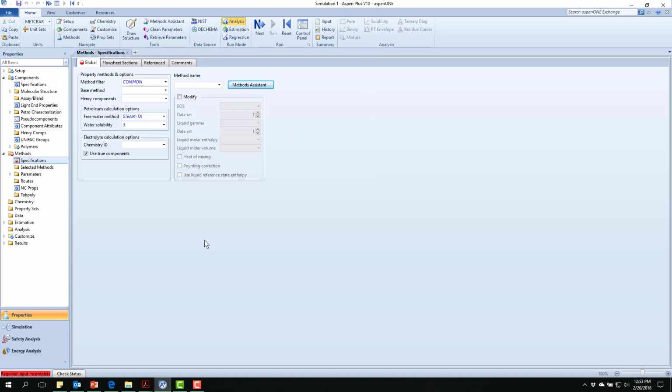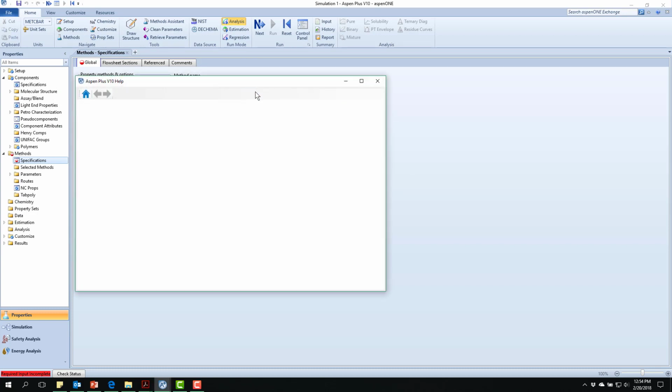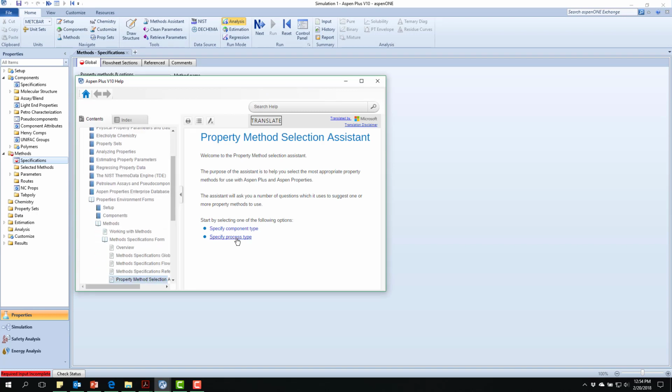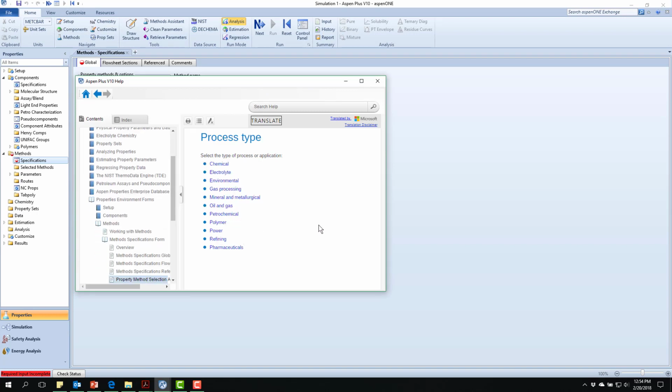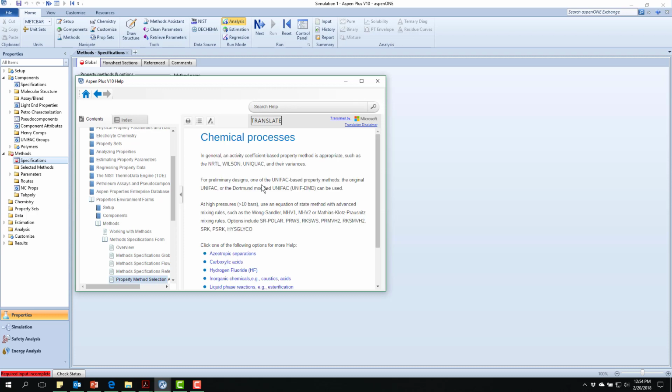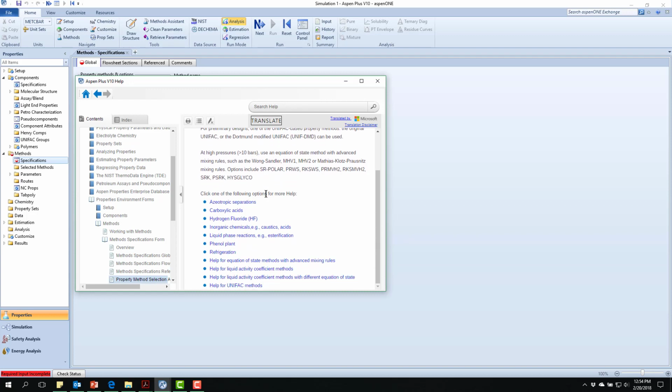Let's go back now and look and say, what if we had specified the process type? Let's explore this option. Here you'll notice that we have chemical, electrolyte, environmental, gas processing, mineral and metallurgy, oil and gas, petrochemical, polymer, power, refining, and pharmaceuticals. Probably for this combination, chemical seems like a safe bet. And they make some recommendations. Again, azeotropic separations, carboxylic acid, hydrogen fluoride, inorganic chemicals, liquid phase reactions, phenol plants, refrigeration, and then just assistance with some of these other general rules and methods.